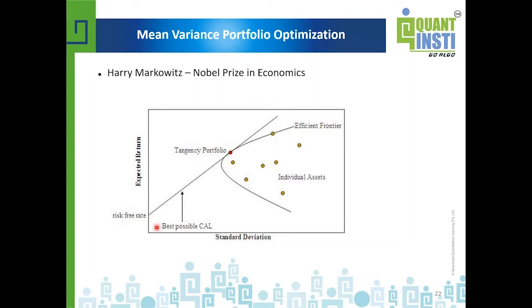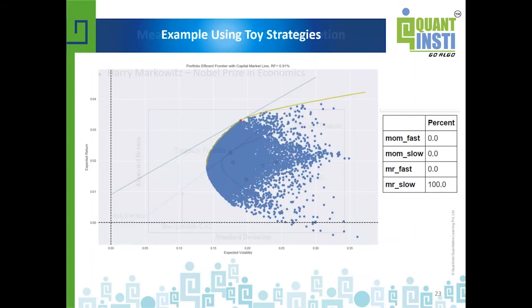So let's apply this to our toy strategies. You can see here I ran 10,000 runs of different random weighting allocations to our 4 toy strategies. And you can see we do in fact have this quote-unquote Markowitz bullet shape here. And I used the risk-free rate as 0.91, which was the federal funds rate when I did this. And you can see we created this yellow efficient frontier, and the tangency portfolio is here.